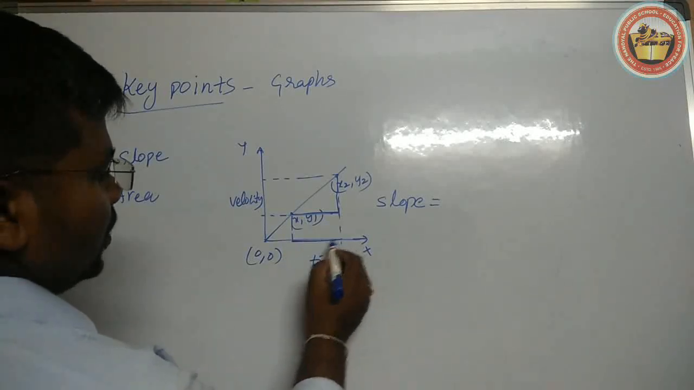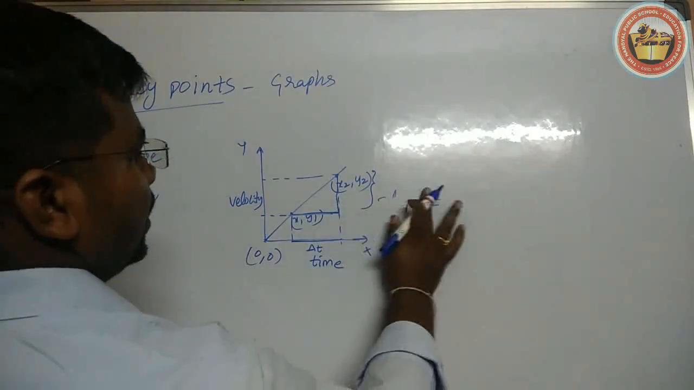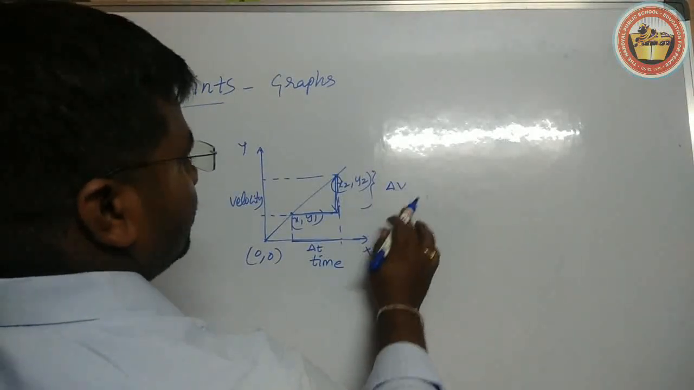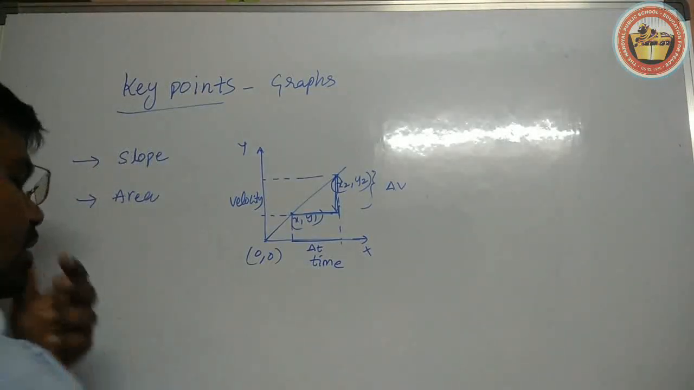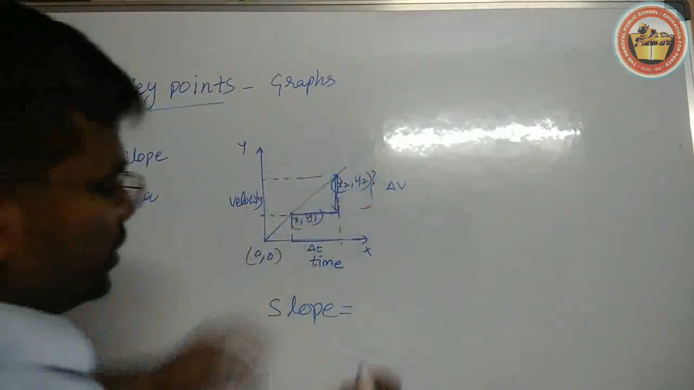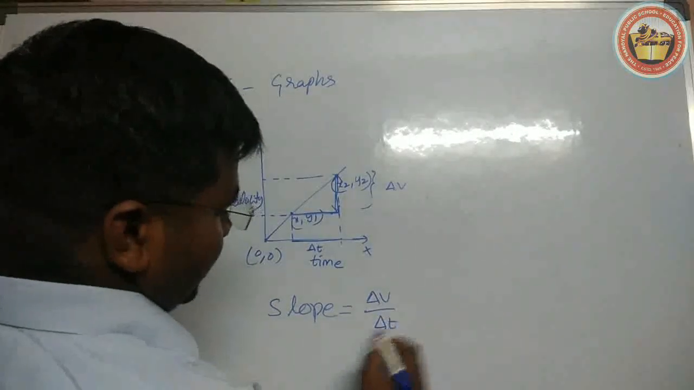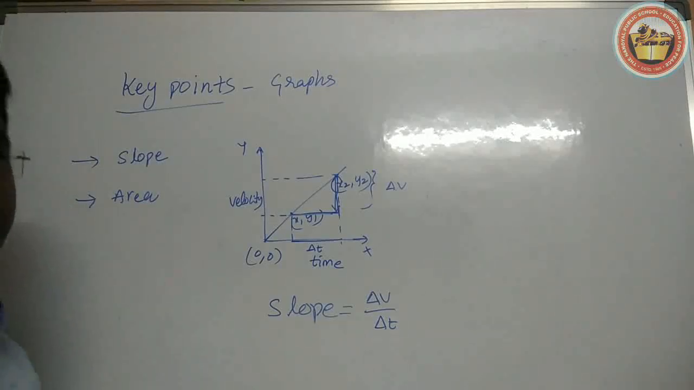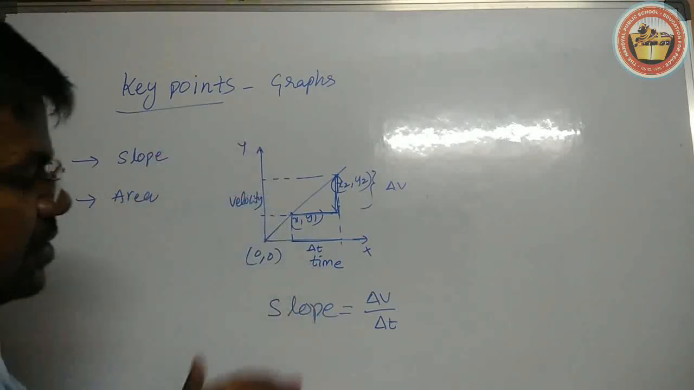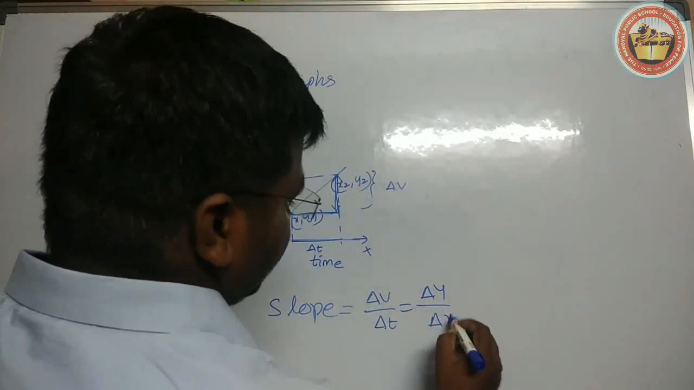Slope means, this part is denoted delta t and this part is denoted delta v. Understand? So slope means change in y, the part delta v, divided by change in x, the part delta t. In this way we have to find the slope. Always the change in the y-axis divided by the change in the x-axis, meaning delta y by delta x.